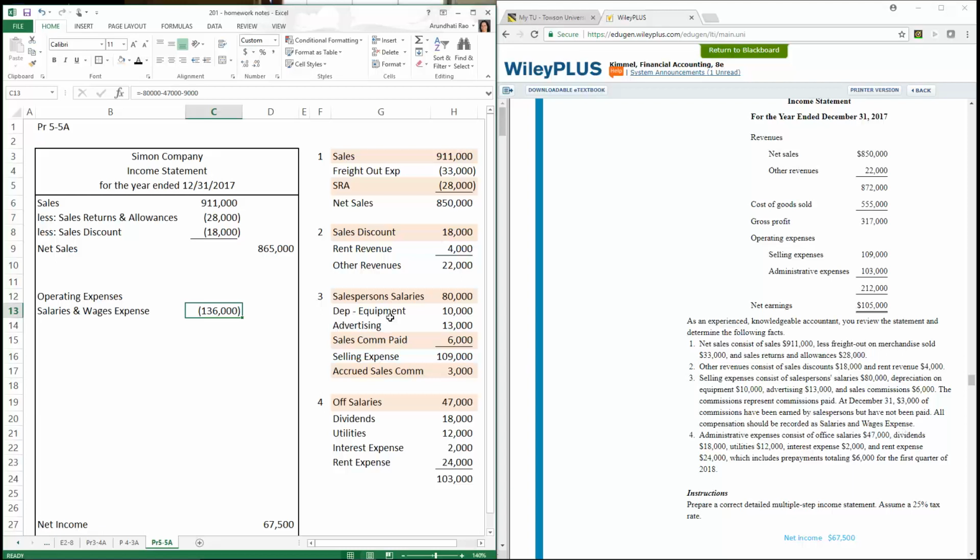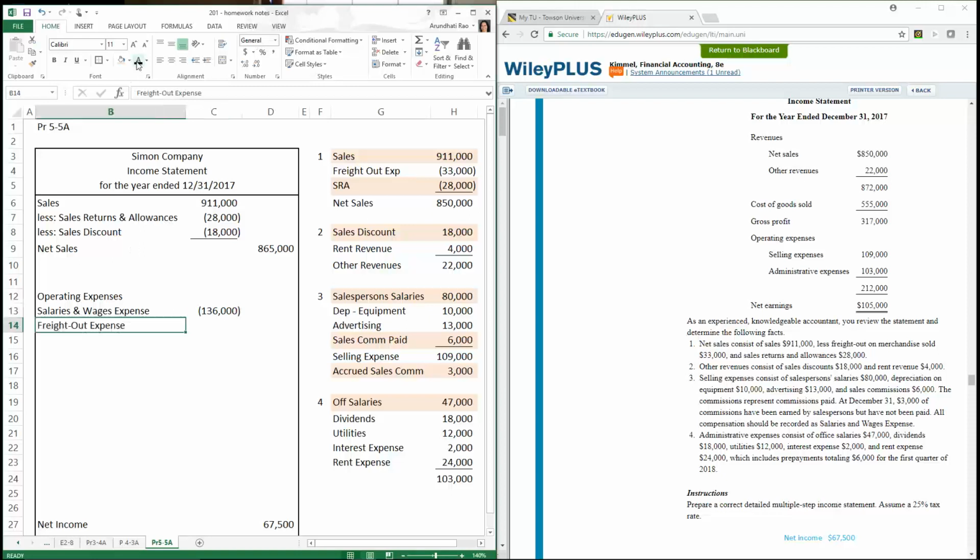Well, what do we do with these other expenses? Depreciation, advertising, selling expense, utilities, interest, rent. These expenses are all going to be operating expenses. We'll get to dividends in a minute. So another expense we had was freight out, and that's also an operating expense. Freight out again is what it cost us to sell the merchandise. Once we sold it, we paid for the shipping. That's a freight out expense.